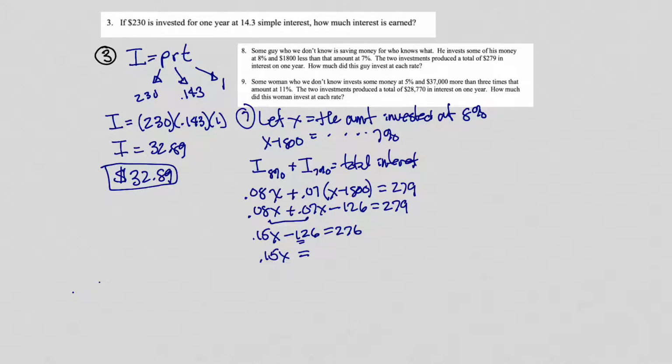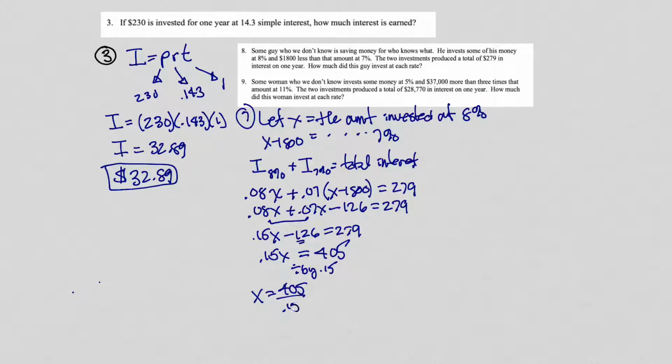That is not right, let me fix that. That wasn't 276, right? That's a 9 up here. That's a 9, holy smokes. So 279. Now 126 and 279, that's 405. And if we divide by 0.15, it looks like this.